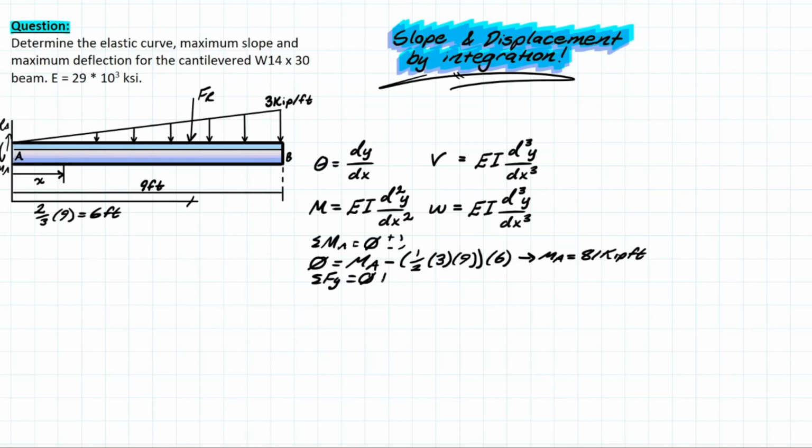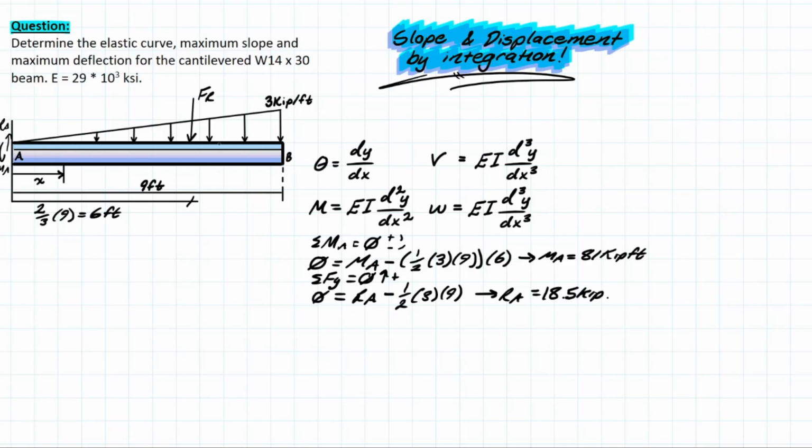We are doing the positive being upwards, and we have only two forces here. So we have that reaction at A, which is positive, and we have this downwards acting resultant force, which is represented by this right here. So 1/2 times 3 times 9. Solving for that, you have RA, which is equal to 18.5 kip.